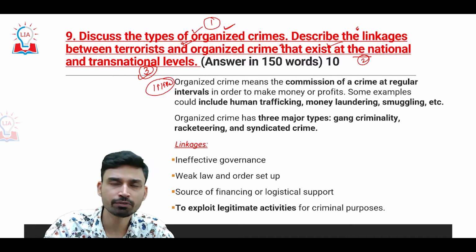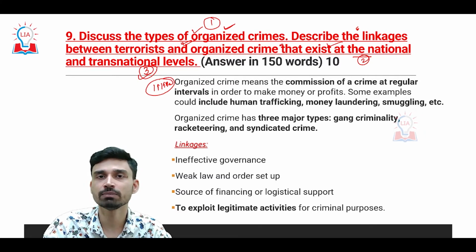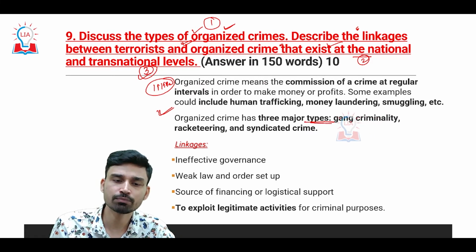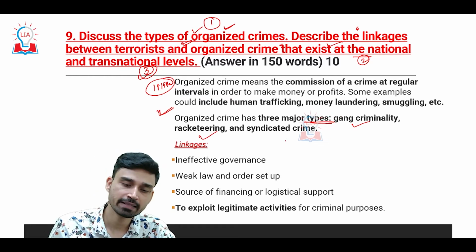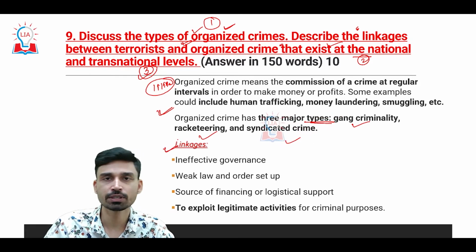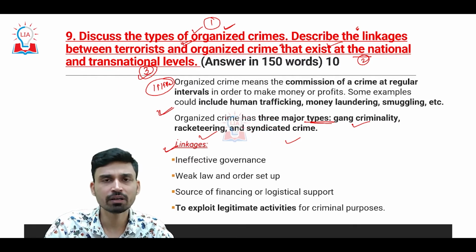For this, you can take the definition given by the Ministry of Home Affairs, or the Maharashtra Control of Organized Crime Act, which has also defined what organized crime is. Apart from that, a very simple definition has been given by the United Nations as well. So that is what you could have written in the first part. In the second part, you talk about the major types of organized crime, such as gang criminality, racketeering, and syndicate crime. Then in the last part, you could have talked about the linkages within India and outside India and how these linkages happen. So several reasons are there.